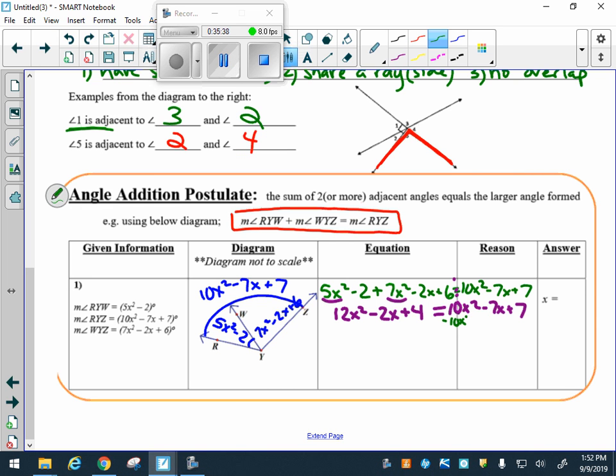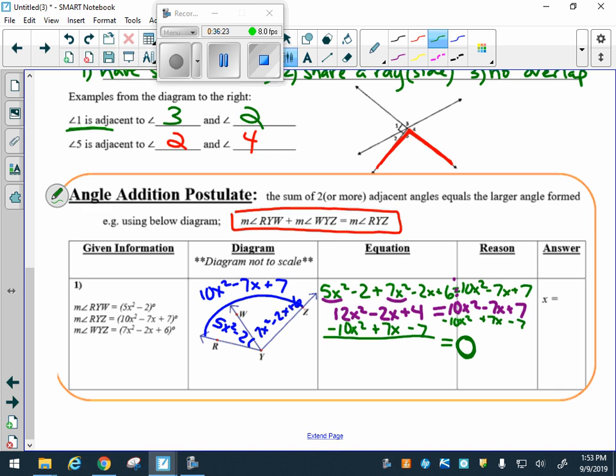So 10x squared. Good. What else do we have to do? Add the 7x. What else do we have to do? Subtract the 7, because we need this all to equal 0. Why? Because what do we have to do? Factor, yes, and use the zero product property. When you have an x squared and an x term, you cannot isolate one without factoring. So you have to factor a problem like this.